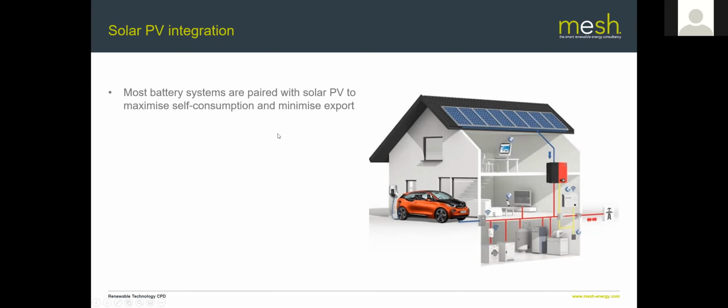And the idea is that in most cases at the moment, batteries are paired with solar PV to reduce the amount of export from the system. That doesn't necessarily mean that you must do that, but that tends to be the way they're used.